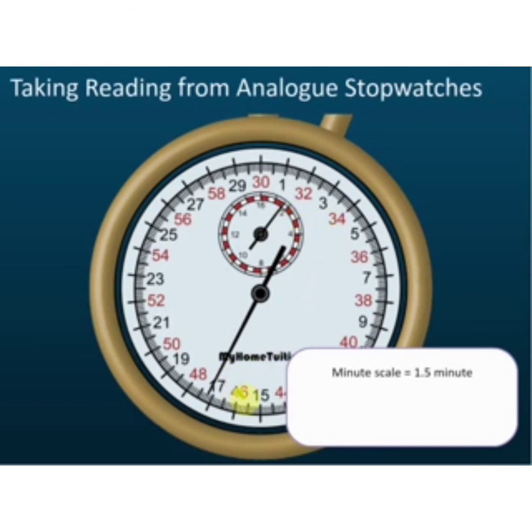The second scale shows this is 17, right? 17, 17.1, 17.2. For this stopwatch, 1 round is 30 seconds, and each small unit here is 0.1 seconds. So 17, 17.1, 17.2 seconds. So the second scale is 17.2. Therefore, the correct reading will be 1 minute, 47.2 seconds. That is how we take the reading.